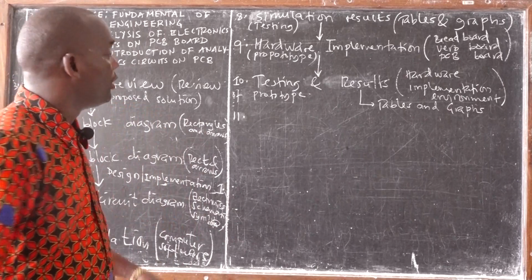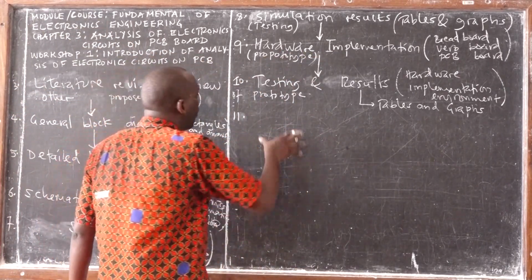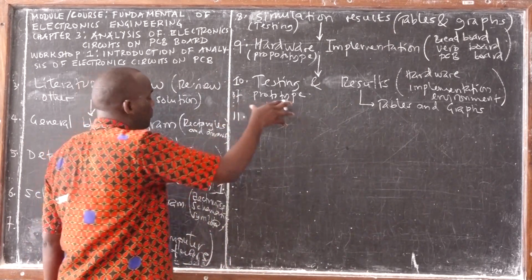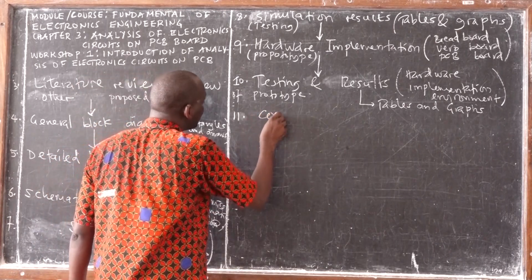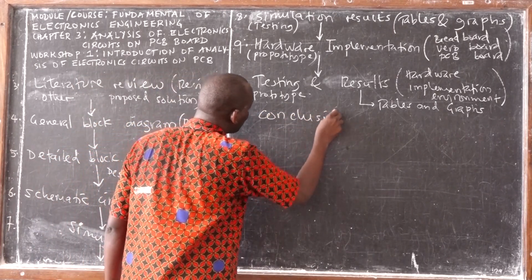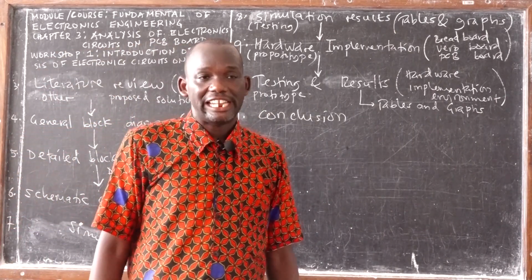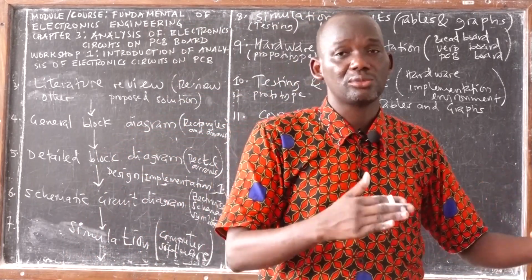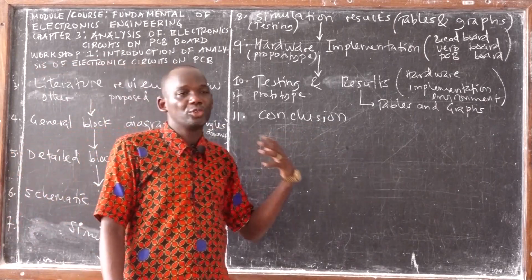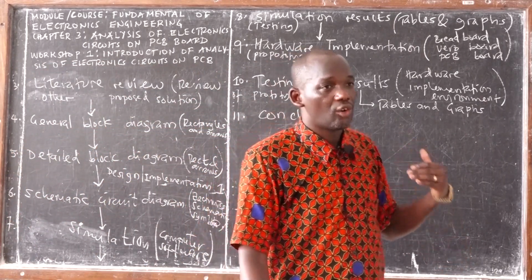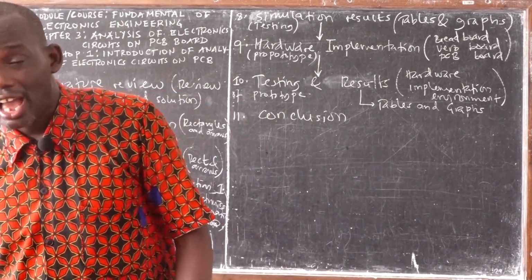Then after hardware or prototype implementation, after testing the prototypes and getting results, the next step is the last step, the last of the 7 steps of solving a scientific problem: you draw the conclusion, whether your proposed solution solved the problem or did not solve it. Are we together?